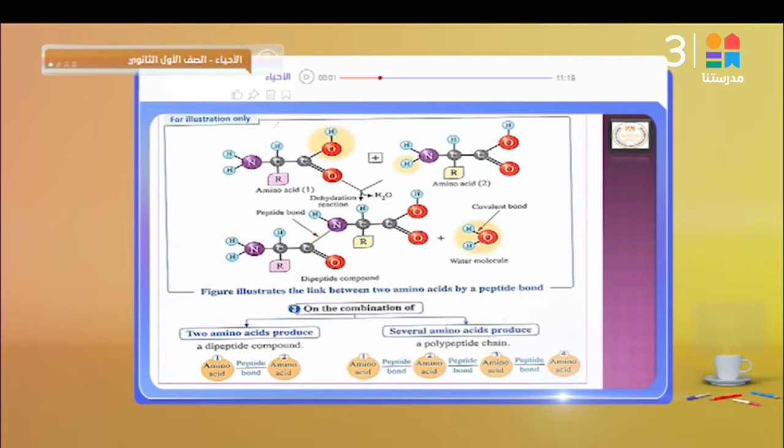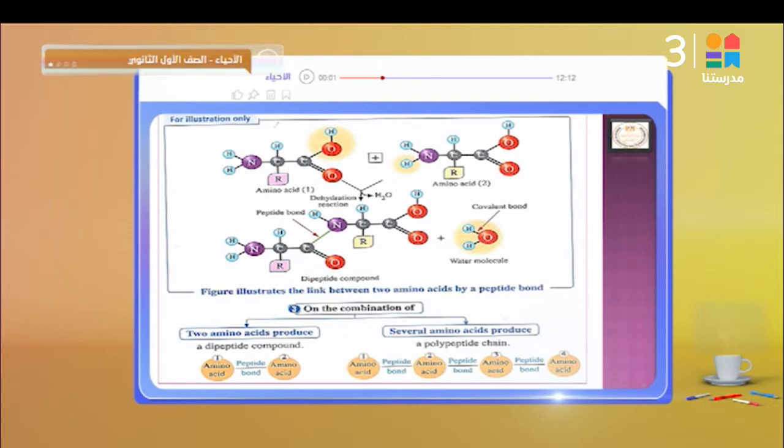One OH is called the hydroxyl group from the carboxyl group, COOH, removed from the first amino acid. When bonding with the second amino acid, a hydrogen is removed from the amine group of the next amino acid. So one molecule of water is removed when bonding between two molecules of amino acid.